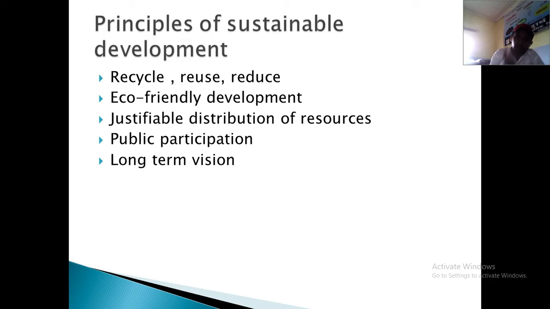Environment conservation also goes along with the development activities. Justifiable distribution of resources. Resources should be justifiably used for the present generation and also for future generations. And public participation. For development, there should be wide public participation, and long term vision. These are the principles of sustainable development.